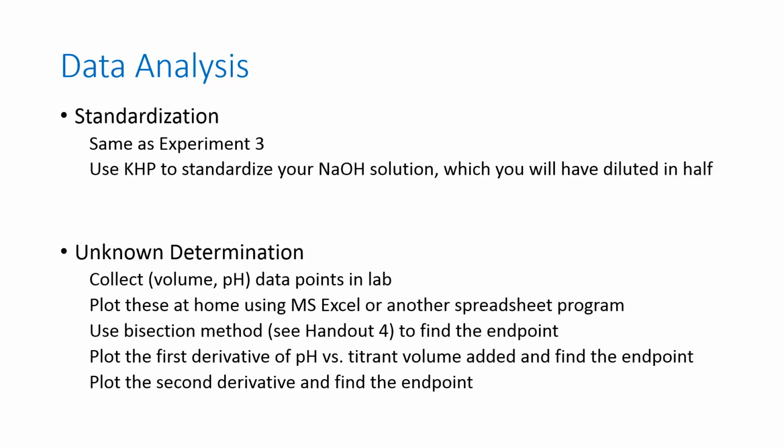This is going to tell you how to do the 3 ways of data analysis that we're going to use to find the endpoint. The first of these is called the bisection method, the second is the first derivative method, and the third one is the second derivative method. You're going to do all 3 of these, report the results from all 3, and also make a conclusion about which one is the most reliable.